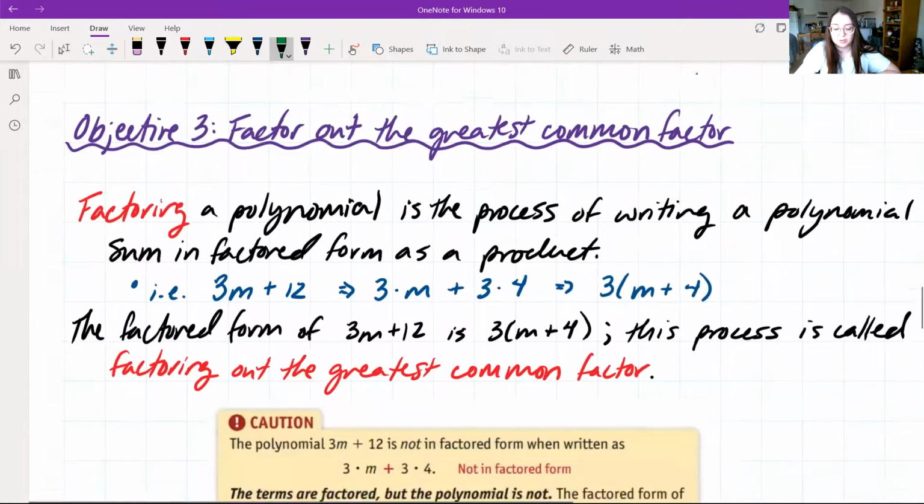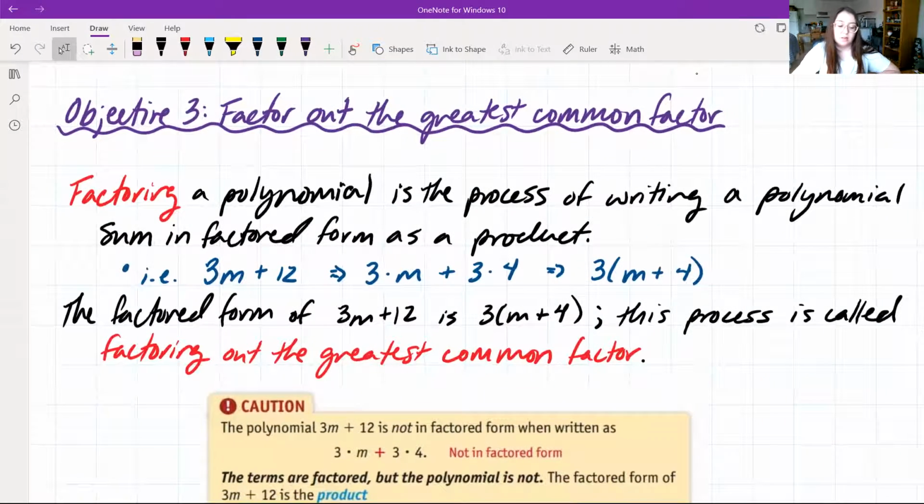So all right, on to objective 3. For objective 3, we want to factor out the greatest common factor. So factoring a polynomial is the process of writing the polynomial sum in factored form as a product. So for example, something like 3m plus 12 is going to be equal to 3 times m plus 3 times 4, which then you see that there's a 3 in both terms, so you can pull out the 3 and say 3 times m plus 4. So the factored form of 3m plus 12 is going to be 3 times m plus 4, and this process is called factoring out the greatest common factor.